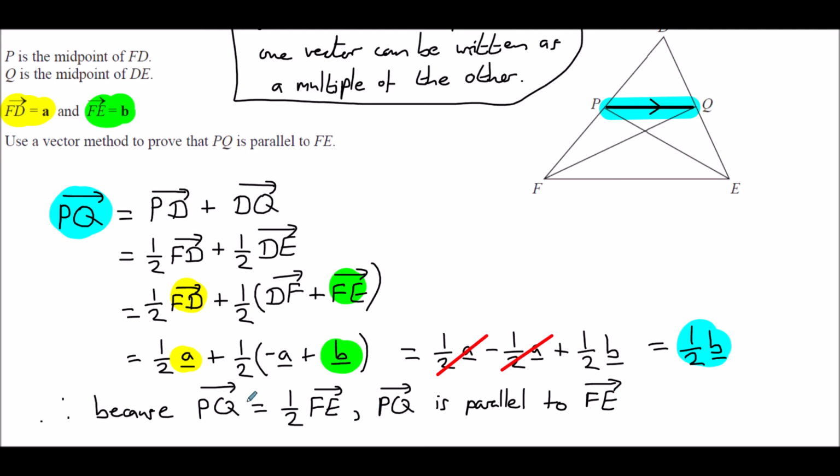So it's shown that FE is double PQ, I mean to say. If you multiply both sides by 2, you get that FE is 2 lots of PQ, but one is double the other. So that's all we need to write. So we've done question 21.